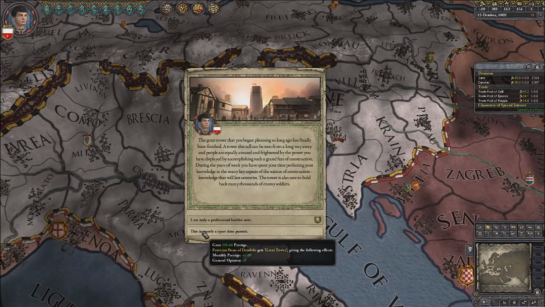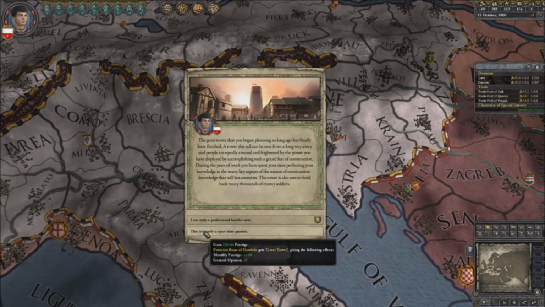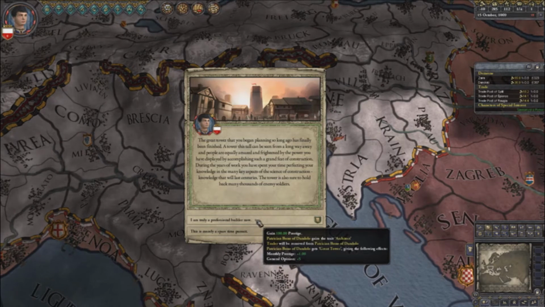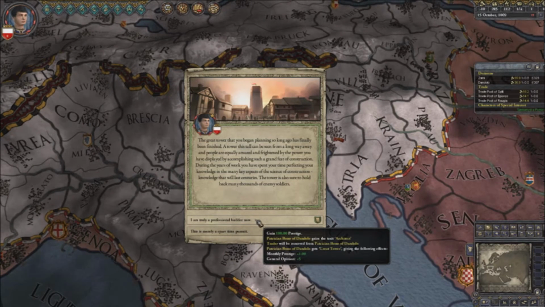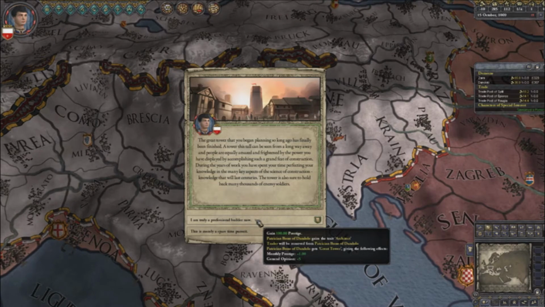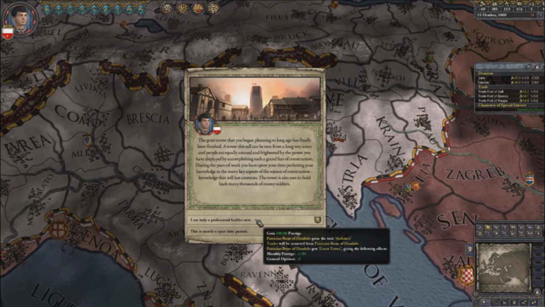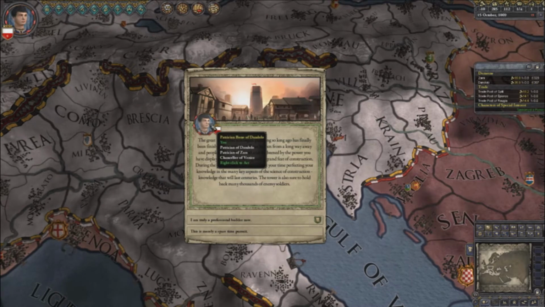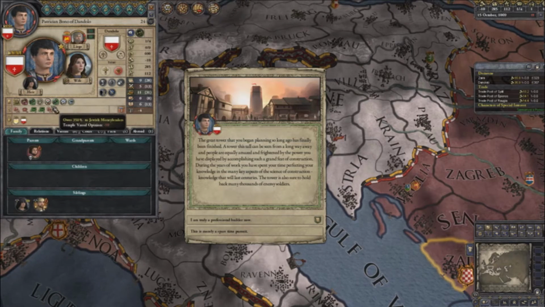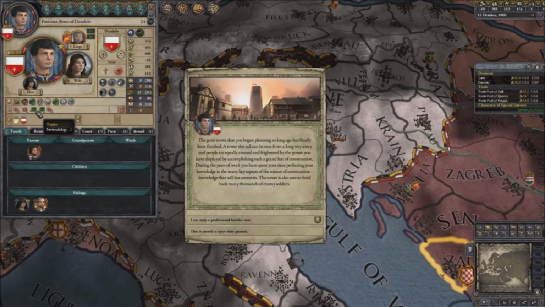We could say it is merely a spare time pursuit, but no. I am truly a professional builder now. Gain 100 prestige, gain the architect trait. Lose... We could say that. Let's see. Let's actually think this over.